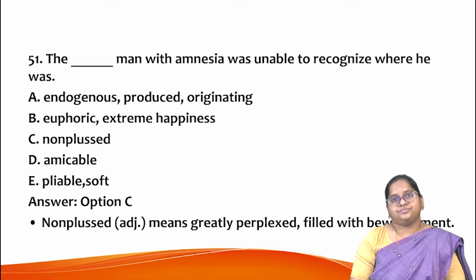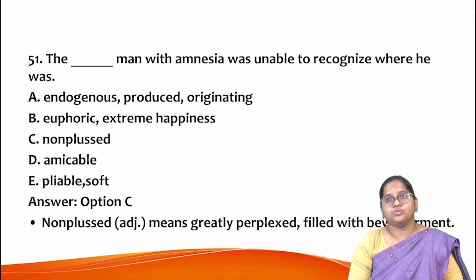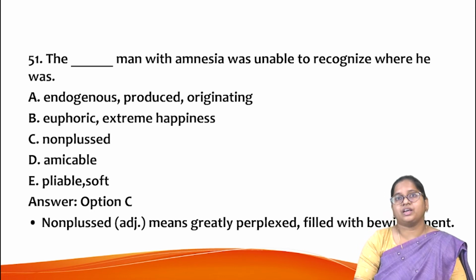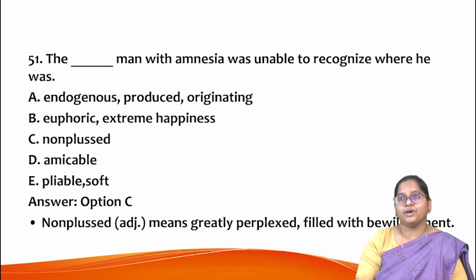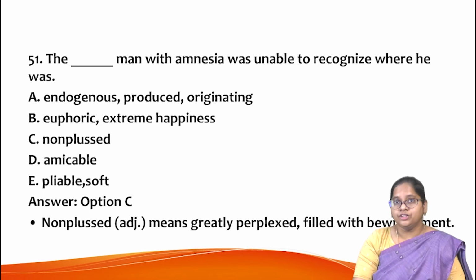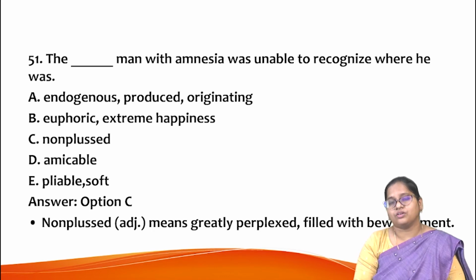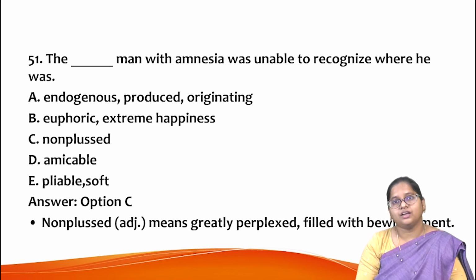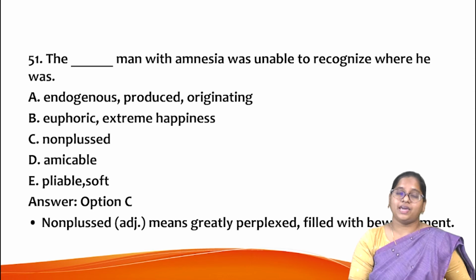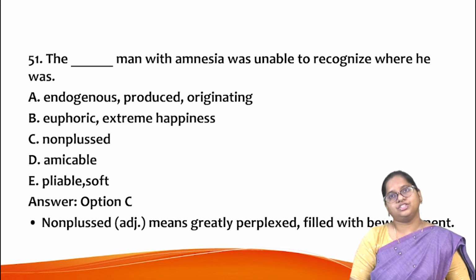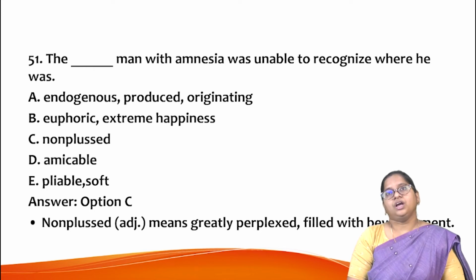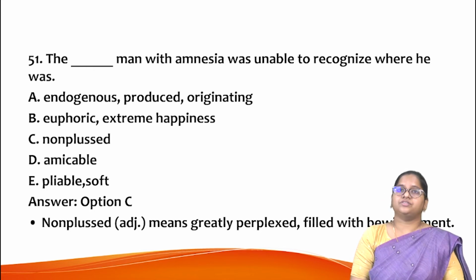The man with amnesia was unable to recognize where he was. So: endogenous, euphoric, nonplussed, amicable, or pliable. Now let us look into each and every option. What is the right thing?